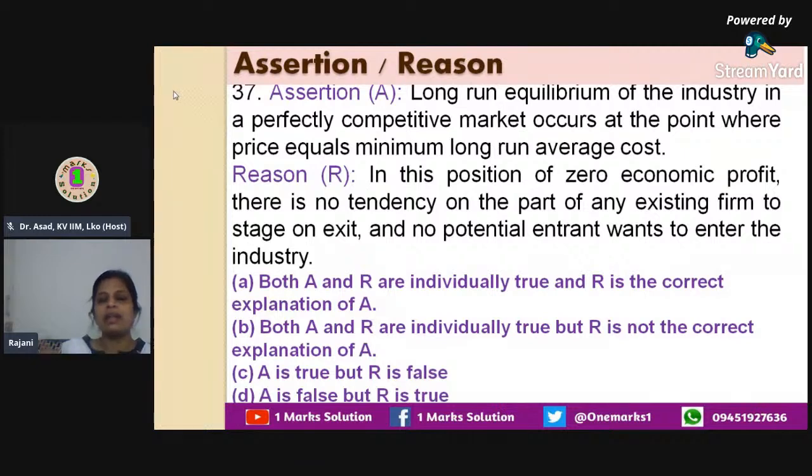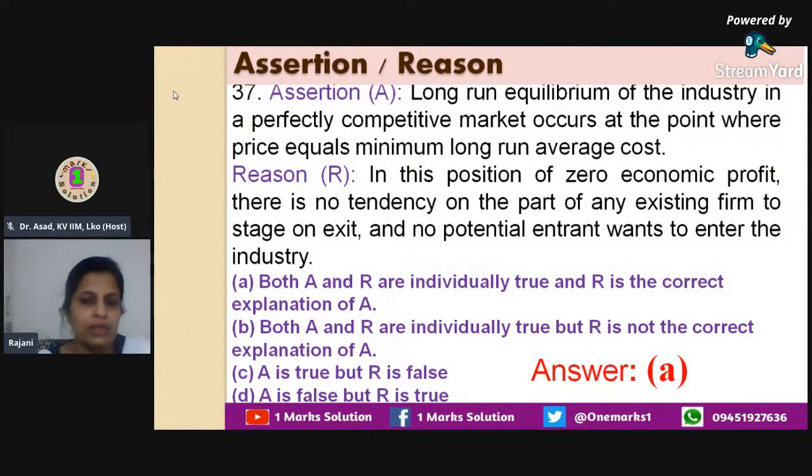Reason, what they are telling: in this position of zero economic profit, there is no tendency on the part of any existing firm to stay or exit. Yeah, because freedom of entry and exit is there. And no potential entrant wants to enter the industry. Because there is equilibrium, both A and R are individually true, and R is the correct explanation of A. So the long run equilibrium price is equal to, yeah, actually we need a diagram to explain that.